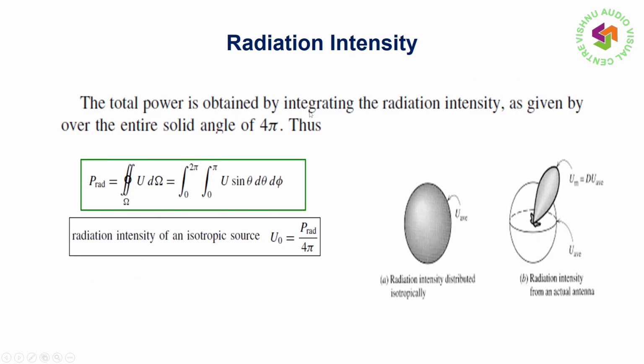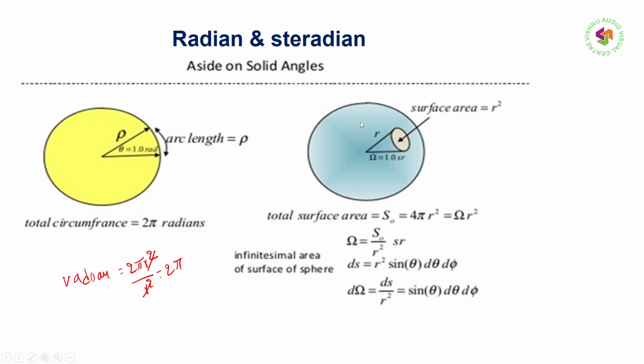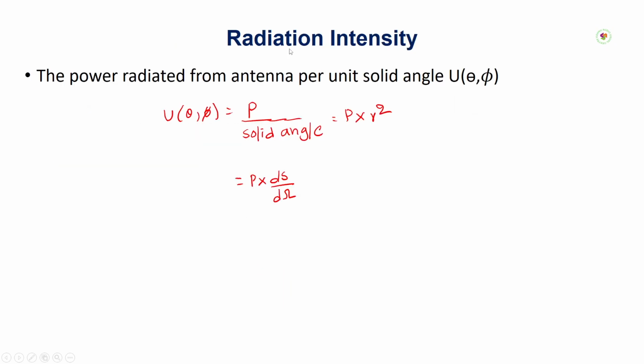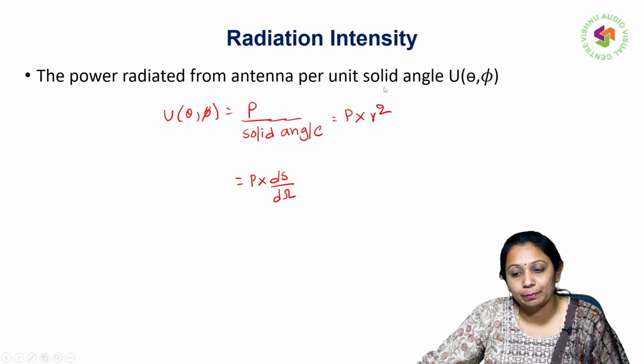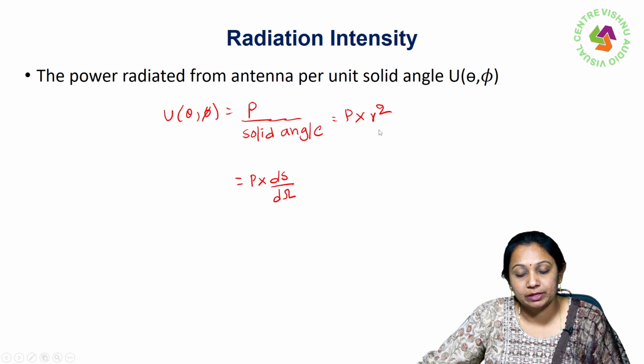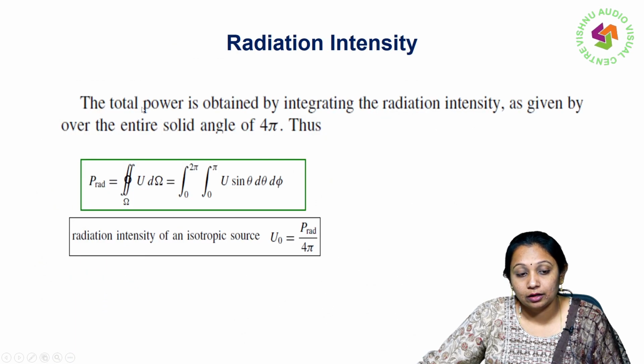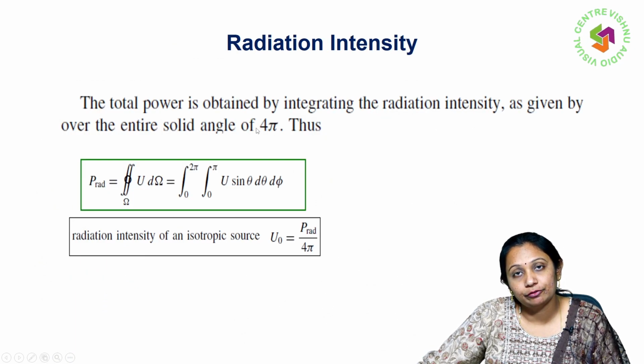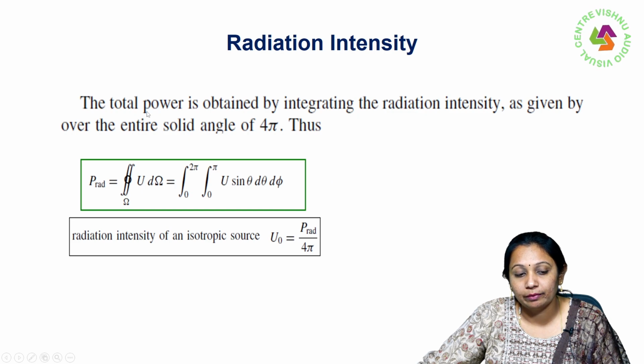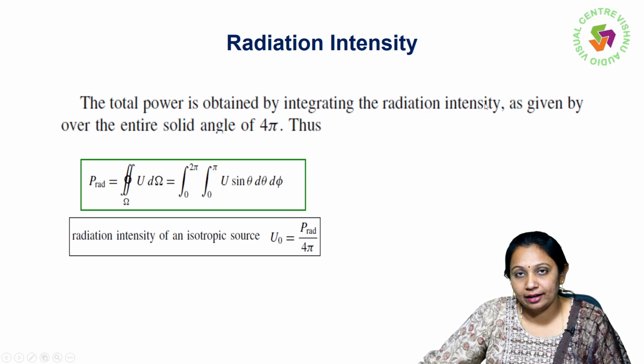The total power is obtained by integrating the radiation intensity. Here we defined that radiation intensity is nothing but the power radiated from the antenna per unit solid angle. That we have already written: U is equal to power per unit solid angle, represented as P into r square. Now, if we want to calculate the total power obtained from any antenna, that can be calculated by integrating the radiation intensity.